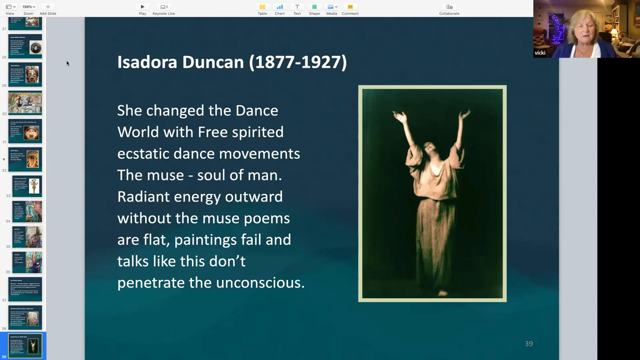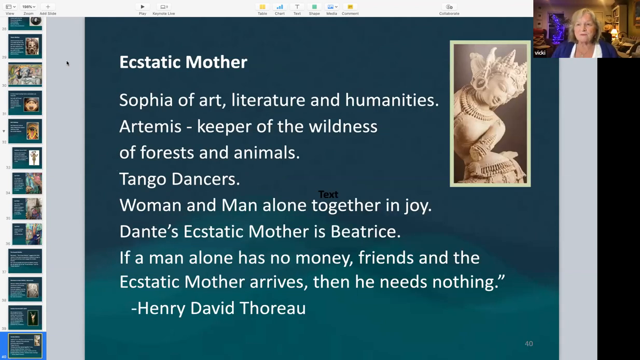My paintings fail, and talks like this just won't even work and penetrate into y'all's unconscious and consciousness, because I wouldn't be inspired by it. So I had to be inspired. And of course, doing the paintings helped do that, and the research helped do that. So she has a job, the ecstatic mother, to inspire us and make it all work so well, this human journey we're on.